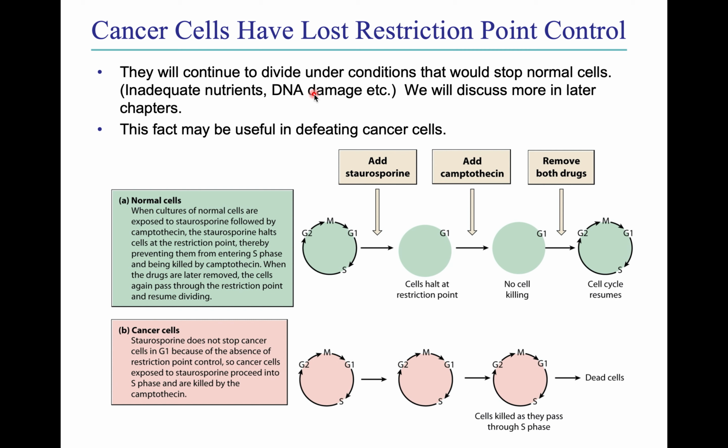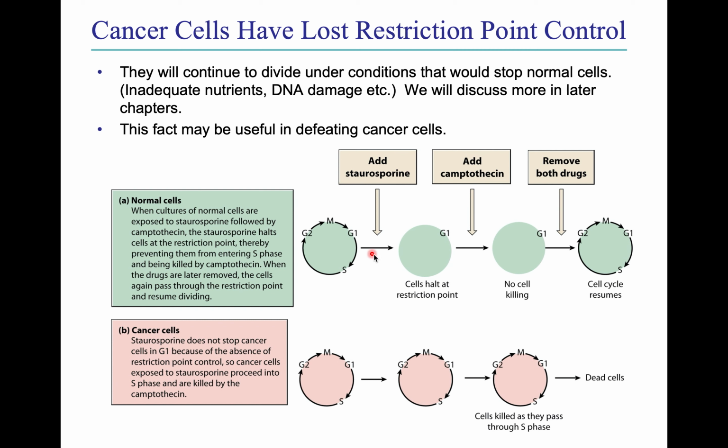But that phenomenon can be used in certain cases to actually try to get rid of cancer cells. So, for example, there's this combo drug treatment using these compounds called staurosporine and camptothecin that can be used to try to chemically distinguish between normal cells and cancer cells and just kill the cancer cells. So what staurosporine does is it will typically block normal cells from being able to go into S phase. And then camptothecin will kill cells that do enter S phase. So what happens if you treat normal cells, right?